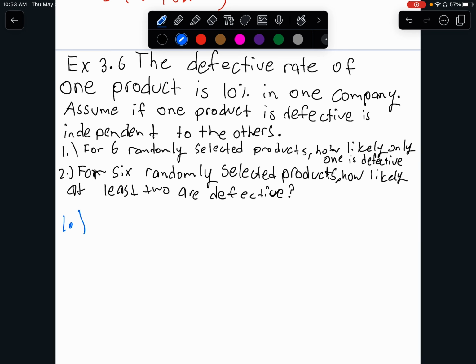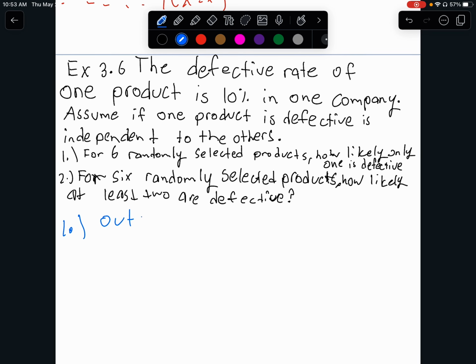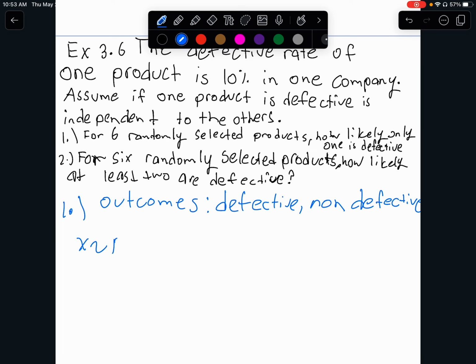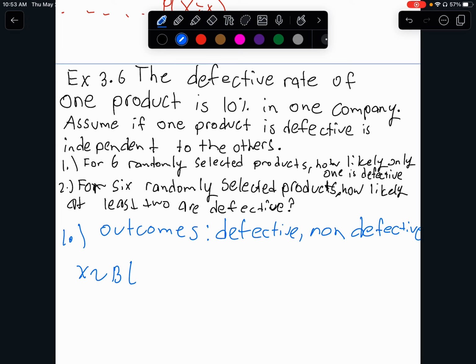Right, so our outcomes are defective and non-defective. Then we know that our binomial probability has 6 randomly selected products, and the probability is 0.1, which is just 10%.